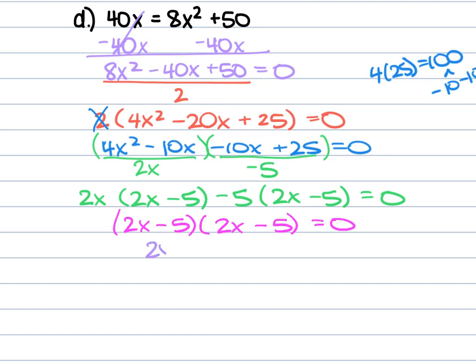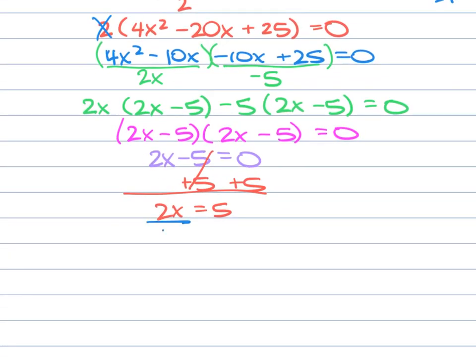So set one of them equal to 0 and solve for the x. Move the 5 over, add it to both sides. We get 2x is equal to 5. Then divide each side by 2. We have that x is equal to 5 over 2.